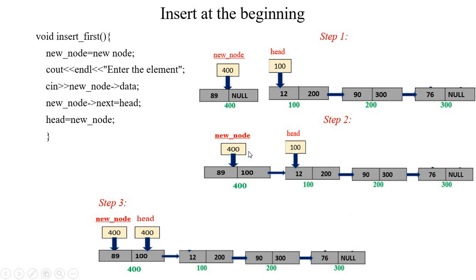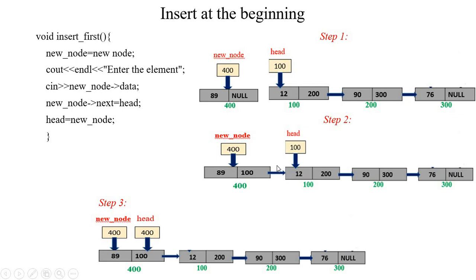So what will be the next step? The next step is I have to create a link, isn't it? If I want to create a link, what has to be done? In this position, obviously the first node's address has to be stored. I want to make this node my first node, isn't it? The head pointer holds the address of the first node. So in the new node next position, I'm keeping the value head. So now I have created a link.